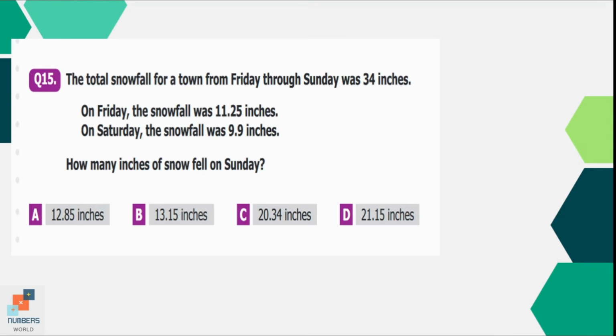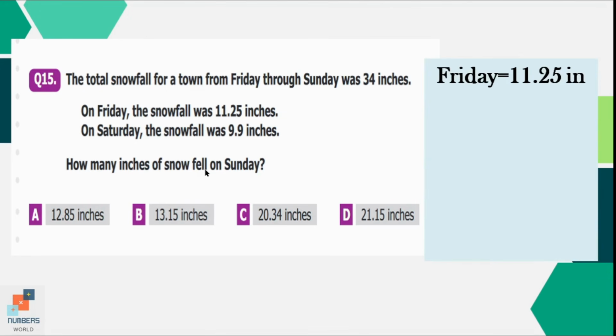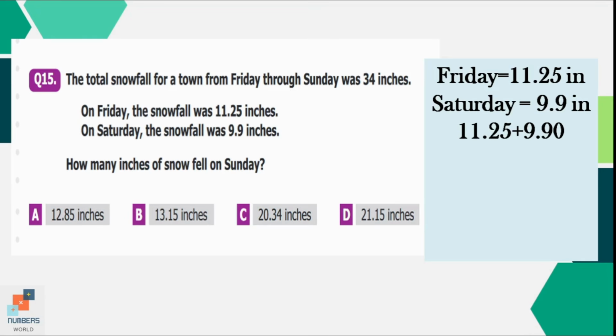Question number 15. The total snowfall for a town from Friday through Sunday was 34 inches. On Friday, the snowfall was 11.25 inches. On Saturday, the snowfall was 9.9 inches. How many inches of snow fell on Sunday? So here, on Friday, the snowfall was 11.25 inches and on Saturday, it was 9.9 inches. Now we are going to add to find out the total amount of snow fell on Friday and Saturday. That is equal to 21.15 inches.